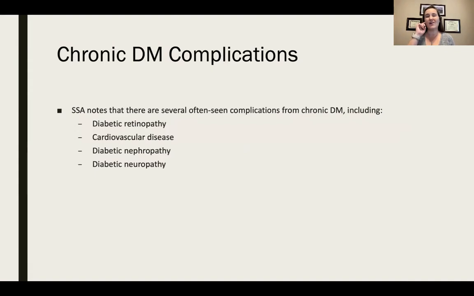Social Security notes that there are several often seen complications from chronic diabetes, including, as I mentioned before, diabetic retinopathy, diabetic neuropathy, and then cardiovascular disease also tends to pop up often, as does diabetic nephropathy. Okay.